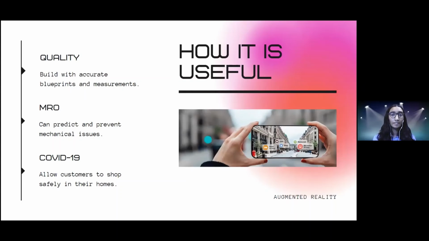Secondly, augmented reality is useful in the MRO. MRO stands for Maintenance, Repair, and Operations. This is engineers who are working specifically on machines. Augmented reality can be used by engineers so that they can make the machine first using augmented reality to predict and prevent any mechanical issues or safety issues that should be considered before actually dealing with the physical parts. This basically ensures success, but in a safer way.